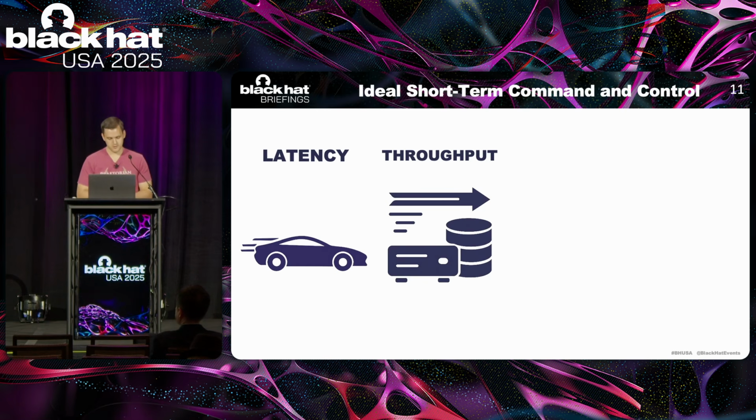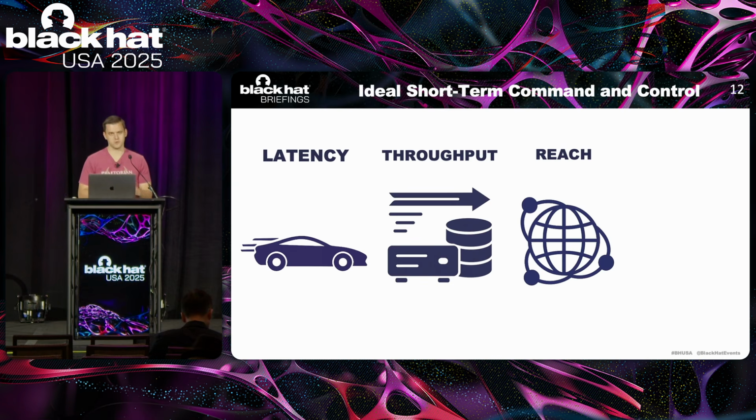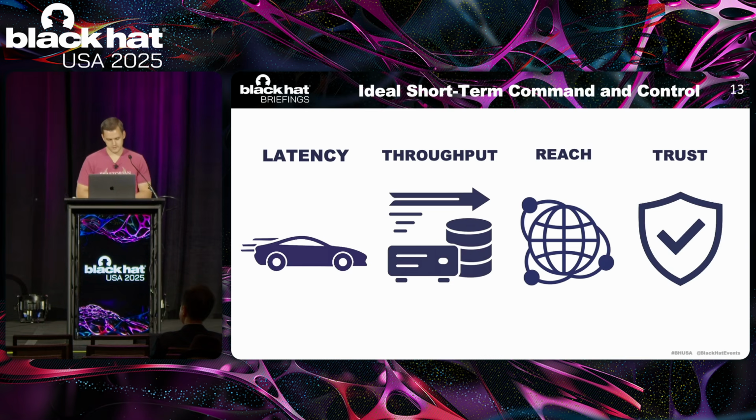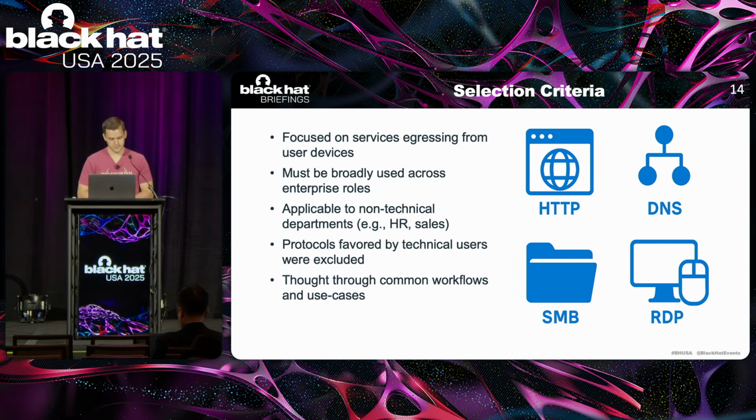And both of these are quite important. Some channels have high latency and high throughput, and others have low latency and low throughput. And ideally for short-term command and control, you want low latency and high throughput. The third item is reach. You might have a good channel, but if it's like IRC or Tor or something, that's not going to be normal on most enterprise networks. And the fourth item is trust. Ideally, you want to be using infrastructure that is allow listed within the environment or is excluded from different types of inspection or scanning, for example.